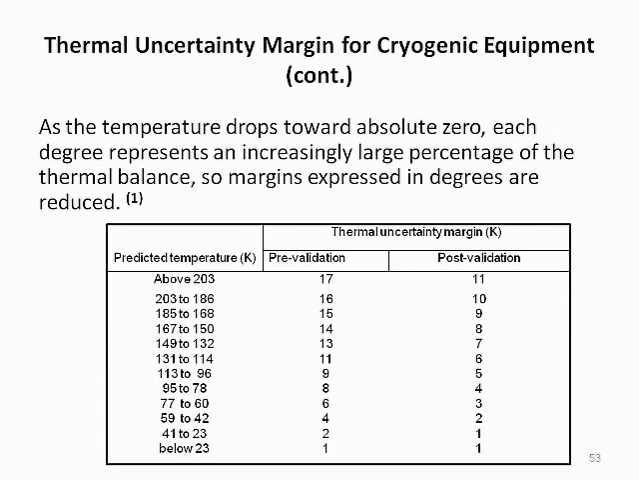Thermal margins on cryogenic systems may also be applied as temperature margin. However, as the temperature drops toward absolute zero, each degree represents an increasingly large percentage of the thermal balance, so margins expressed in degrees are reduced. MIL Standard 1540, for instance, requires 11 degrees C margin for non-cryogenic designs, which it defines as those operating above 203 Kelvin. This margin would gradually be reduced to 1 degree Kelvin for a device operating below 23 Kelvin.